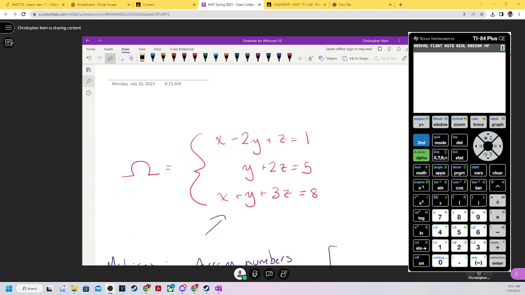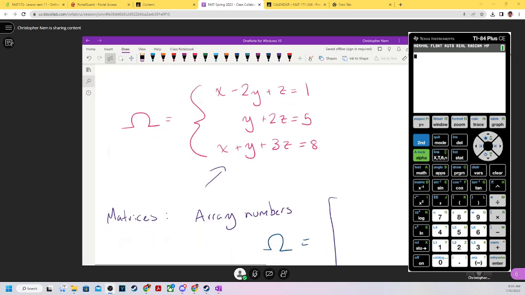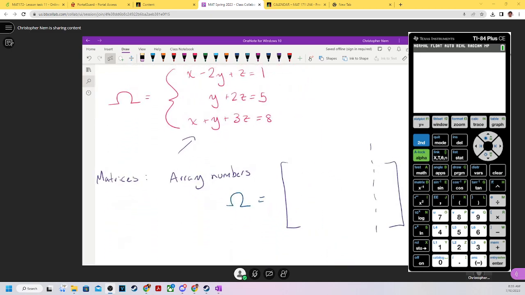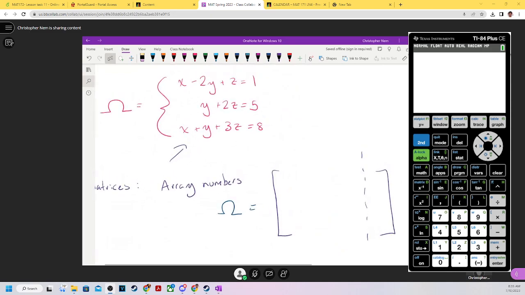The problem with the calculator though, it does not read linear systems. It instead reads something we call matrices or matrix. Matrices is plural for matrix. So what is a matrix? It's an array of numbers. I'm going to have these two brackets denote where I put my array of numbers. Think of it like a little box. I'm going to throw in numbers that represent my linear system omega.